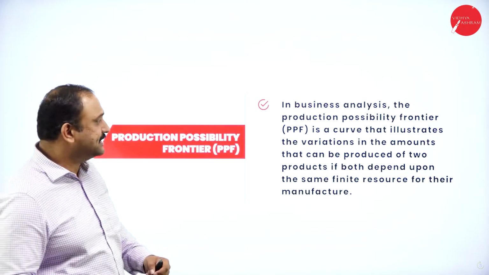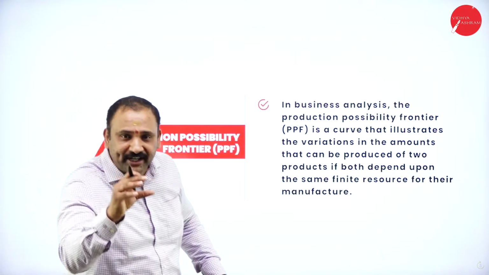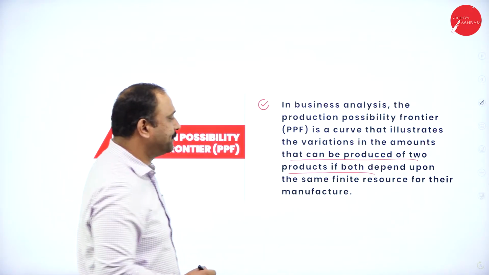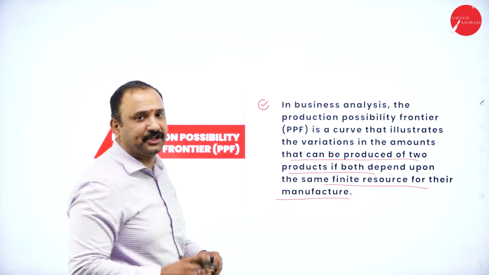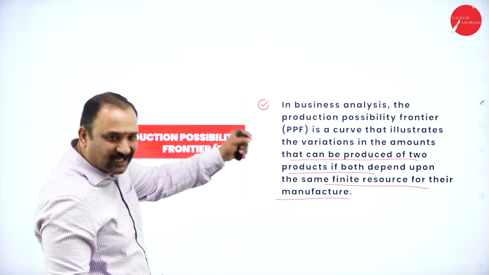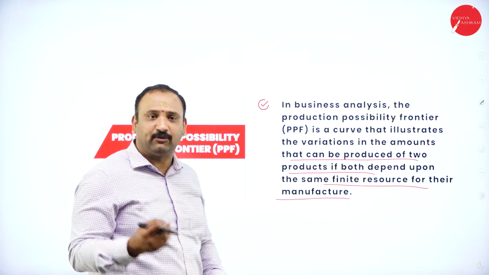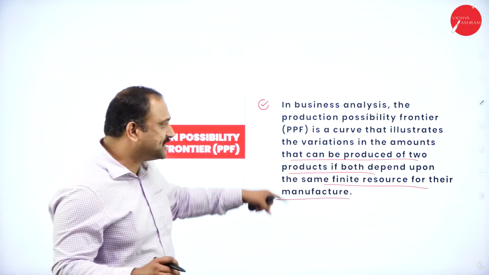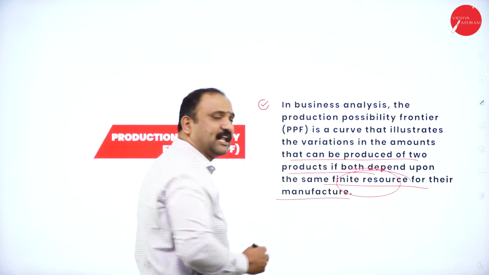In a business analysis, the production possibility frontier is a curve that illustrates the variation in amounts that can be produced out of the two products if both depend on the same finite resource for their manufacture. Now look at the combination that I'm trying to talk about. I'm trying to talk about a curve that will explain what variation will happen in the amount that can be produced by two products if they have the same finite resource for manufacture. So the resource is limited. That's the first thing that we have to learn.